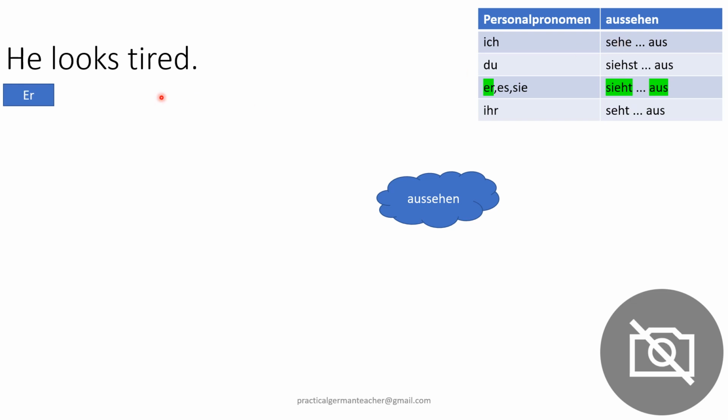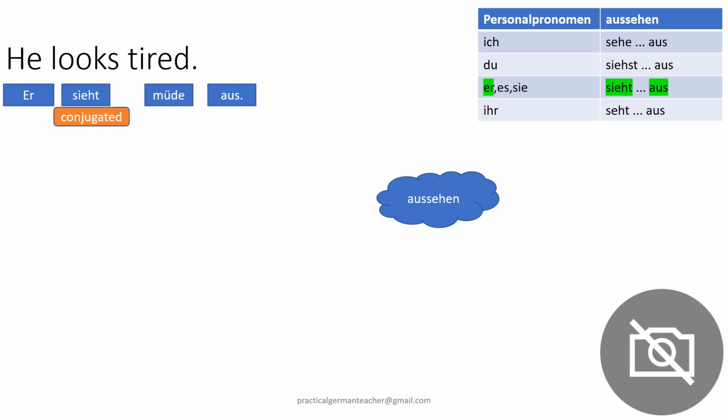So let's try to write the sentence. Er because he. Then aus goes to the last position because it is the prefix. Then in the second position, you have to use the conjugated verb. So er sieht müde aus.